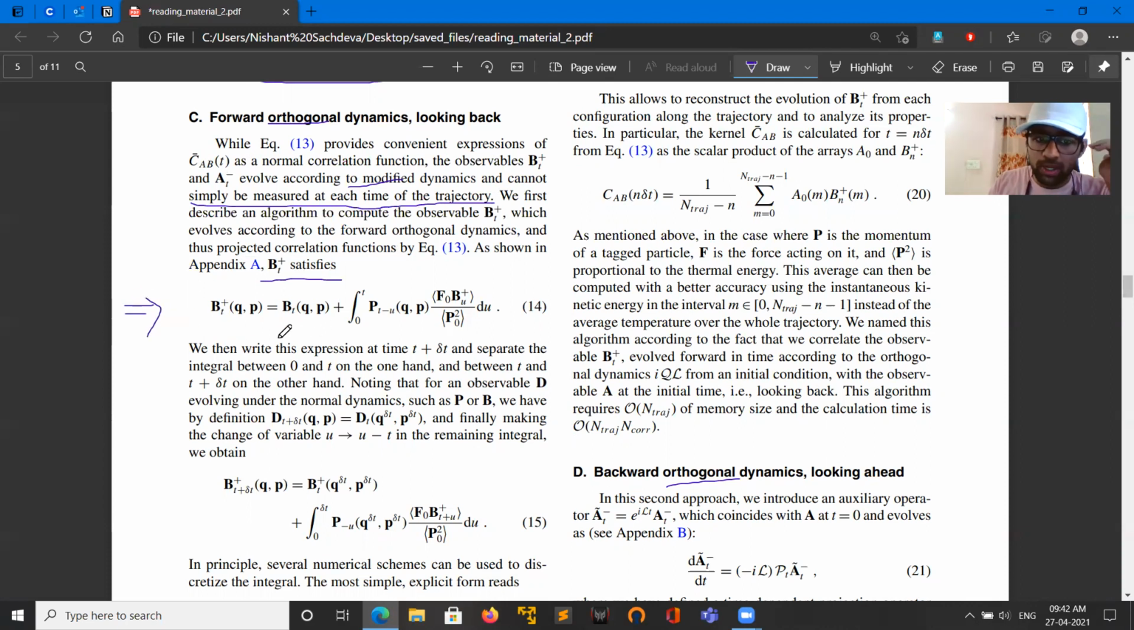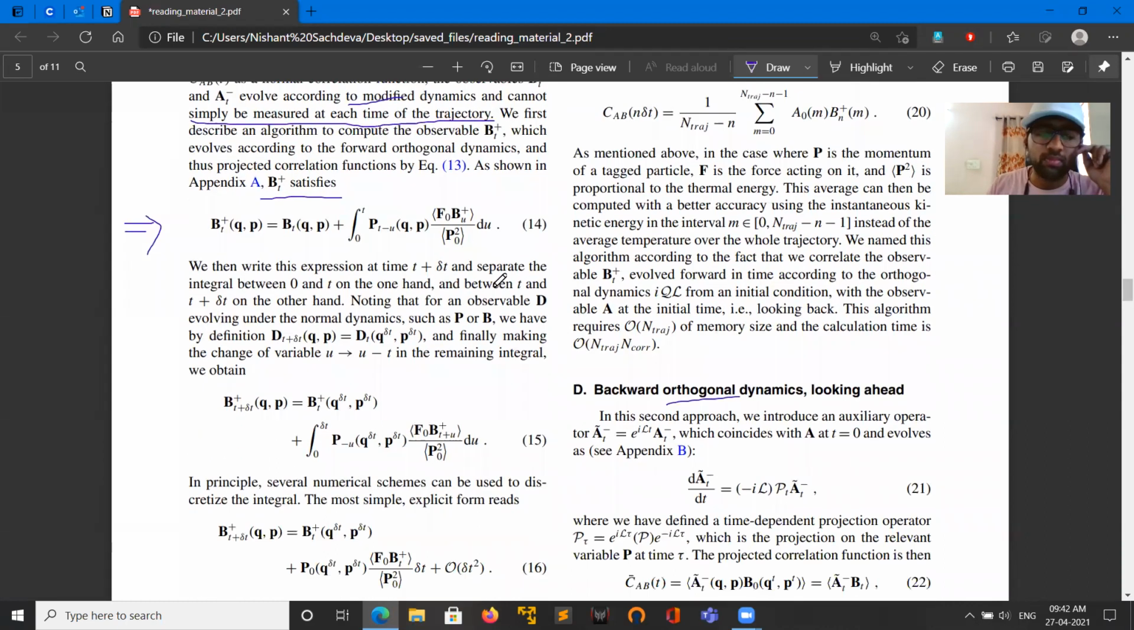So Bt plus of q and p is Bt of q and p, which is the previous time slot, plus the integral from 0 to t of p of t minus u, as a function of q and p, times the average of F naught Bu plus divided by the average of p naught squared. We can then write this expression at time t plus delta t and separate the integral between 0 and t on the one hand and between t and t plus delta t on the other. So 0 to t and then t to t plus delta t.